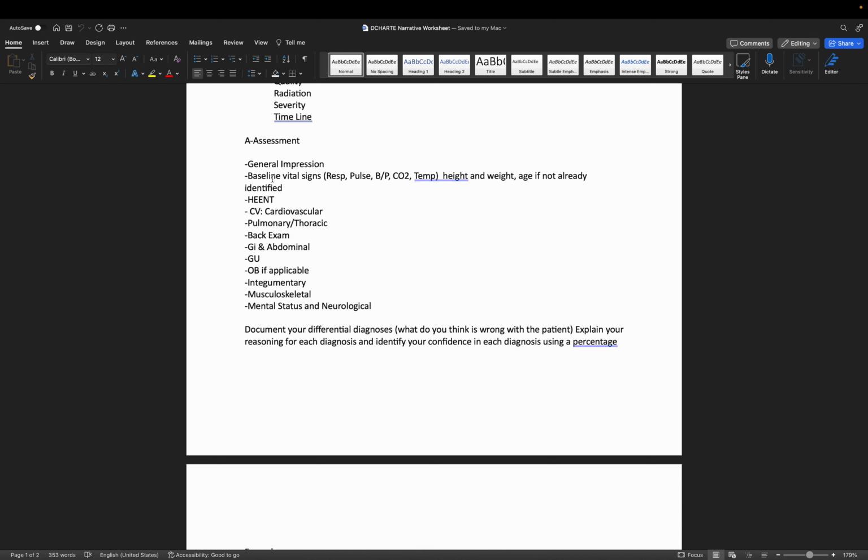And then followed by the baseline vital signs: respiration, pulse, blood pressure, and temperature are mandatory on every patient contact unless there is some explanation for why you couldn't obtain those. And then, of course, CO2 monitoring is going to vary from patient to patient. You also want to include height, weight, and age if it has not already been identified. And then we start with the head-to-toe, treat-as-you-go kind of thing, right? You start at the head: ears, eyes, nose, throat, all right? What are the pertinent positives and negatives?